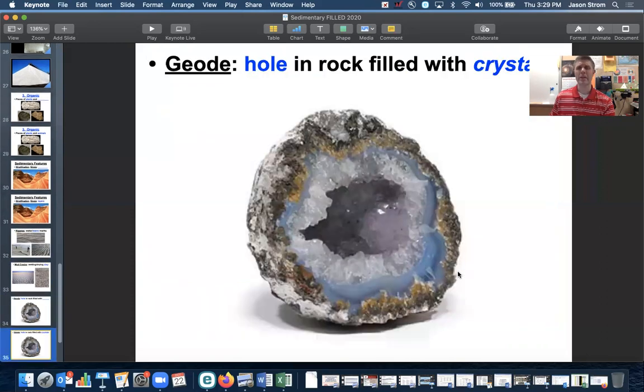And then geodes. First off, not all geodes look like this. Most don't. But they start out as a hole or void or a bubble in rock, and then water that has minerals dissolved in it finds its way into that cavity, and then crystals form. So that's how they form. And like I said, they don't all look like that.